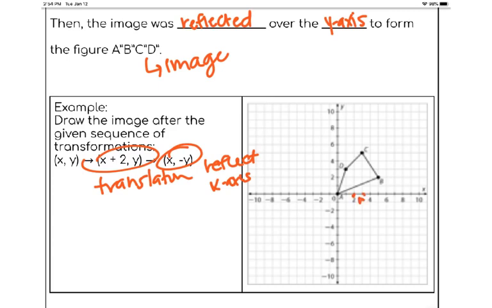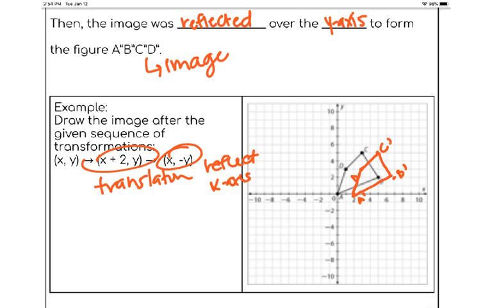So this is now a prime, this is now b prime, this is now c prime, because y stays the same. And this is now d prime. Okay, so this is what our new figure is.